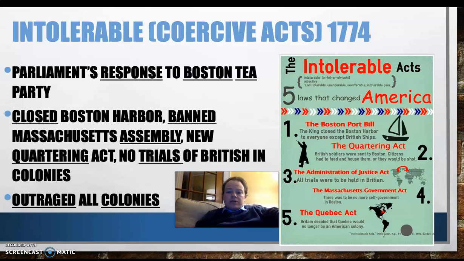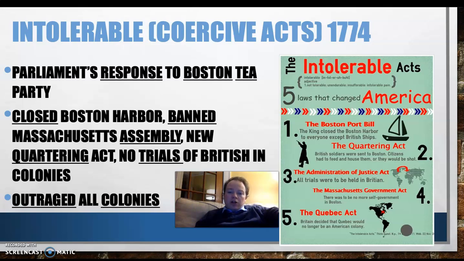No trials of anyone who was British. If they get in trouble in the colonies, they are sent over to England to face trial. And there was this thing called the Quebec Act, where it basically said that Quebec is going to be separate from the American colonies and kind of its own thing. That actually kind of saved Quebec from being a part of what is going to come with the American Revolution.